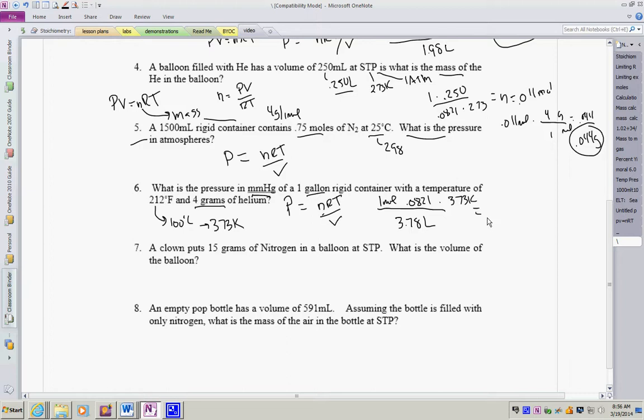We'll do one last calculation. Check my math. Is it 8.1 atmospheres? That answer is fine, but they want it in millimeters of mercury. So 8.1 atmospheres, get rid of atmospheres and go to millimeters of Hg, 1 to 760. 8.1 times 760 equals 6,157 torr, same thing as millimeters of mercury.